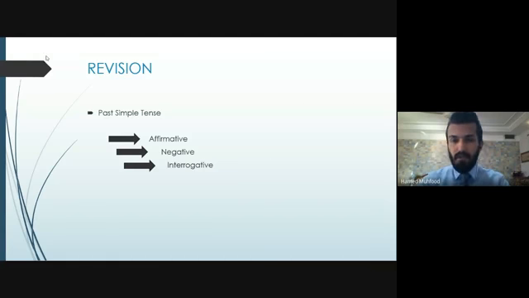So can anyone tell me how to form sentences using the past simple tense? Or I want you now to tell me a sentence, an affirmative sentence in the past simple tense. Now remember that we are only making a revision.